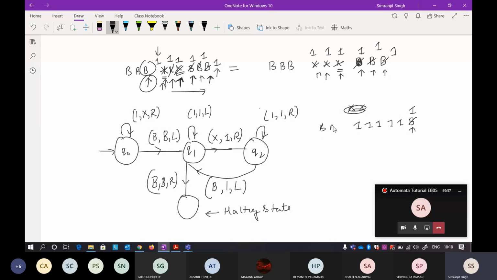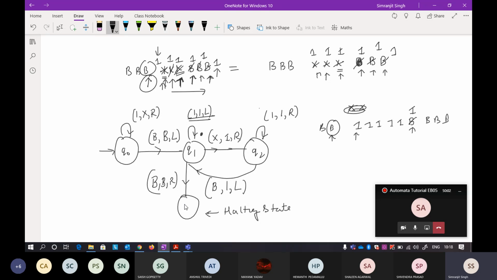Now all the ones are converted to 1. So now you are here at q1. Now you will keep moving left until you find a 1. Because of this, I'll keep moving left, but I will not find an X here, so I cannot go to the q2 state, but I'll find a blank. When you find a blank, you can go to the halting state.